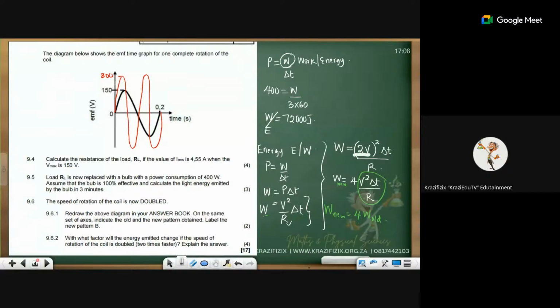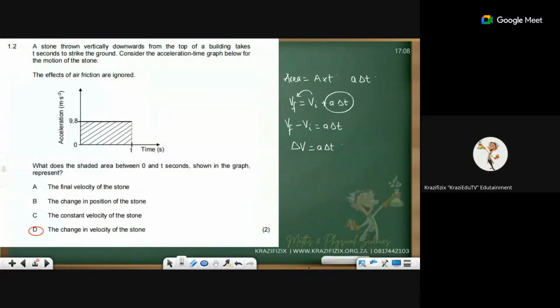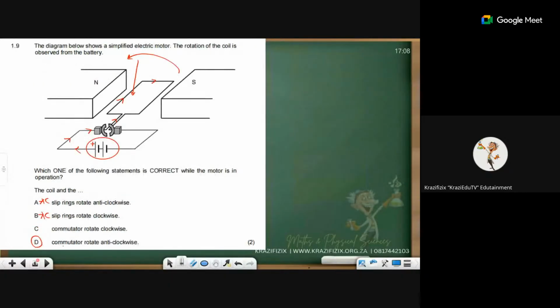So 2V squared then gives me 4V squared delta T over R, and that is my energy there. The square thing is always the problem. Okay, and here we used area. They said area of this, so we multiplied area times time, it's a rectangle, and we took that into that equation there to see that it's change in velocity. So option D. I know multiple choice is the one that normally catches people out.